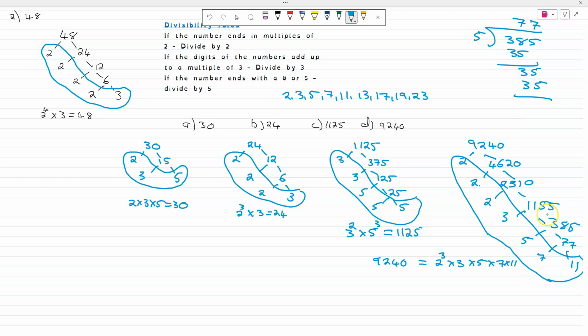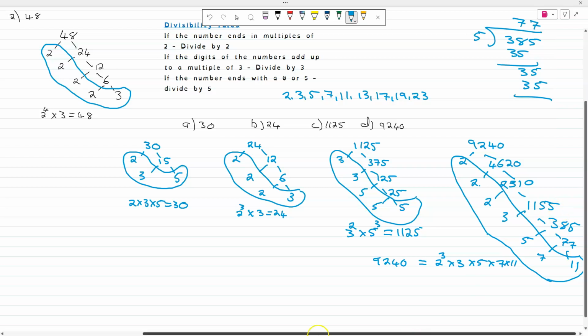We've worked out our prime factors. I hope you understand now how to do this. I hope you got all of them right. We'll continue with the next video with how to find the lowest common multiple and the highest common factor using prime factors. See you then.